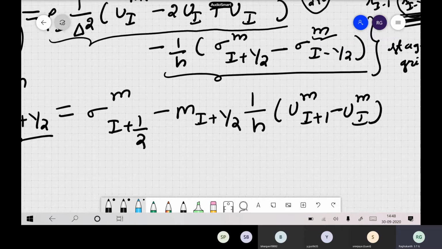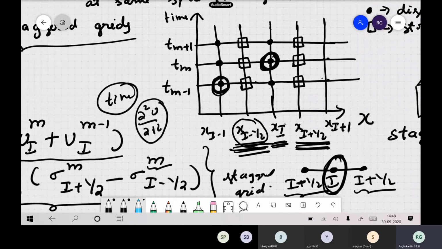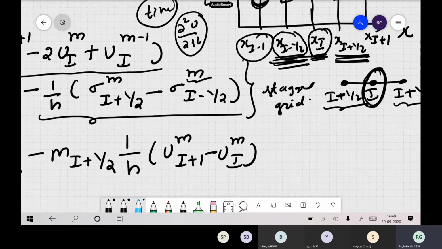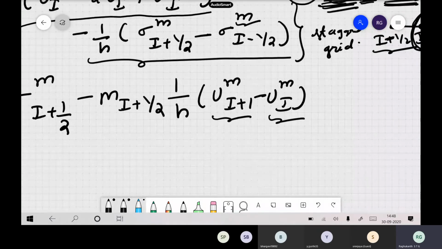Now for u also, what is the problem here? For u also, I am defining u at x i minus 1, like that we are defining our derivatives. Okay, so that's why we write like this. So u at I plus 1, then u at I actual. So here what type of difference is it? What type of difference is it? I plus 1 minus ui.